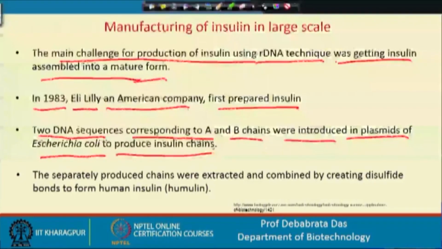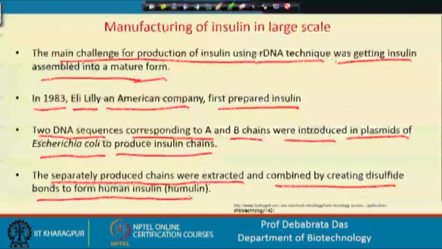Since we have two polypeptide chains of different length, we use two DNA sequences, and the separately produced chains are extracted and combined by creating disulfide bonds to form the human insulin. They are produced separately and then combined together to get the human insulin.